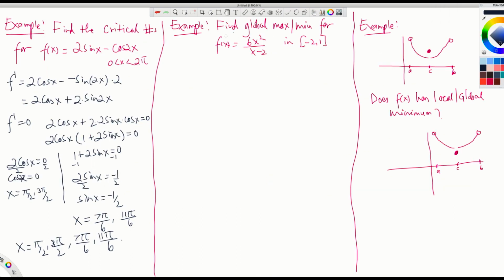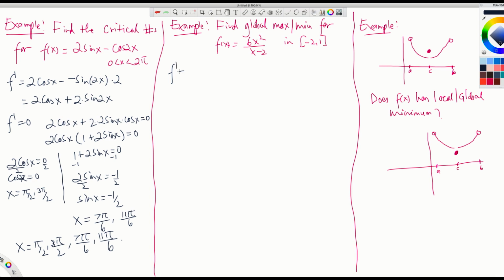Now let's do this example. Find global max or global mean for this function. So how do we find the global max or global mean? We find out the critical points and we find the value of the function at critical points and at the boundary, and see which one is the maximum, that is the global max, which one is the minimum, is the global mean. Okay, let's do that.